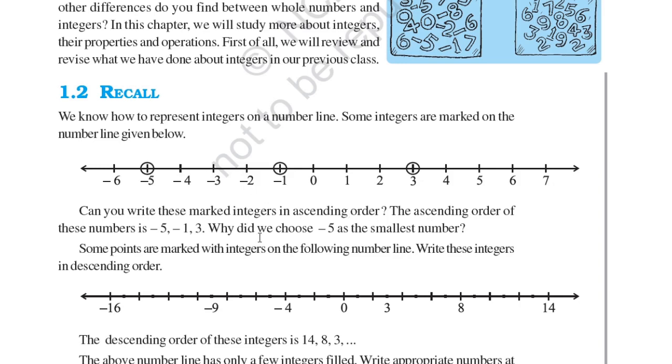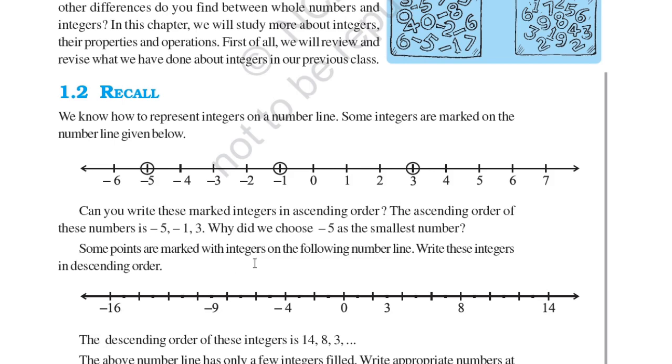The ascending order of these numbers is -5, -1, 3. Why did we choose -5 as the smallest integer? So -5 is the smallest integer in this series of -5, -1 and 3, because -5 contains a negative, and the more the negative, the smaller it will be.